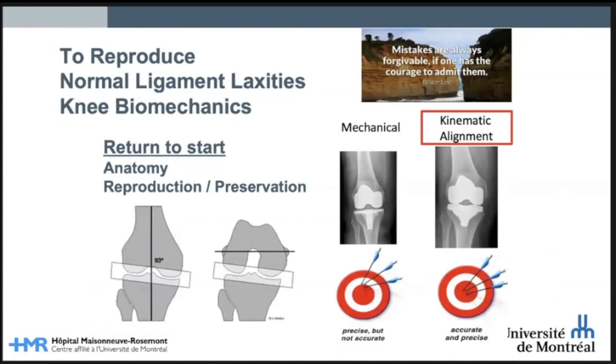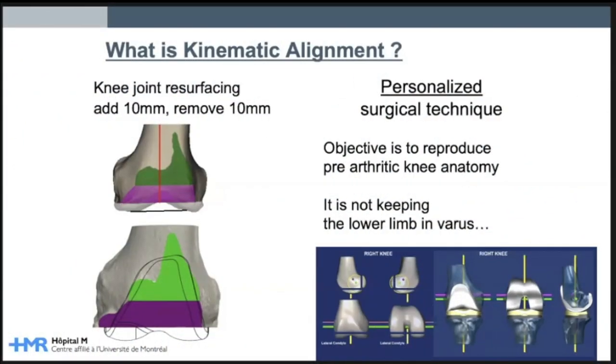The solution that we are proposing is to use the kinematic alignment technique, which aims at reproducing the pre-arthritic knee anatomy and function. So what is the kinematic alignment technique? It is a true knee joint resurfacing. So when removing an amount of cartilage or bone, we want to replace it with the same thickness of implant. It is a personalized surgical technique where the objective is to reproduce the pre-arthritic knee anatomy and function.